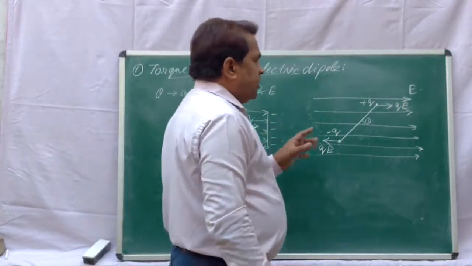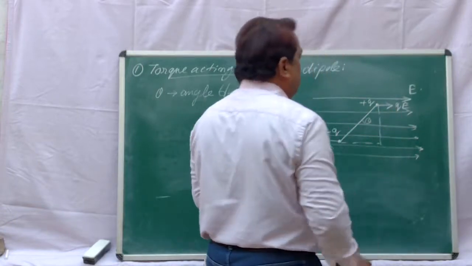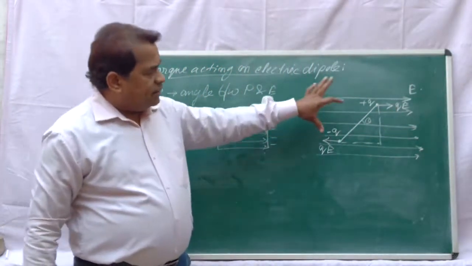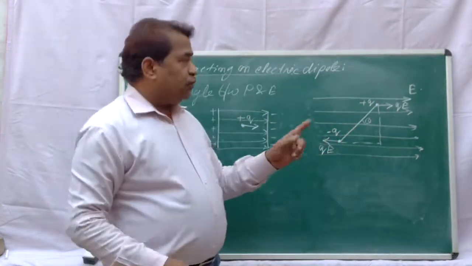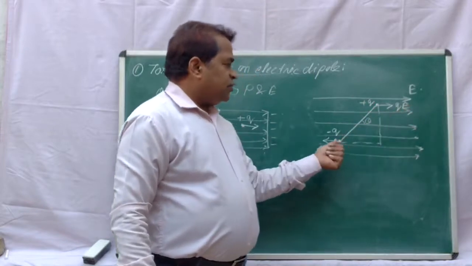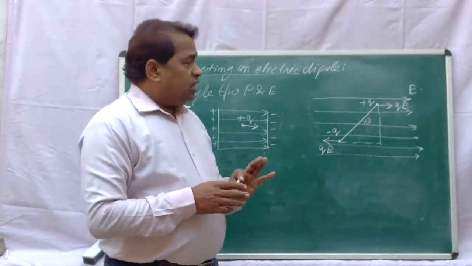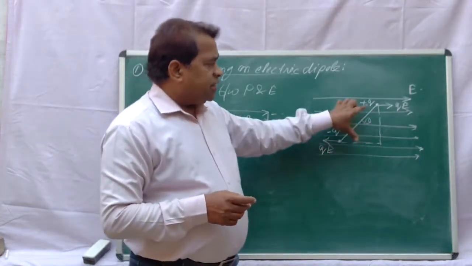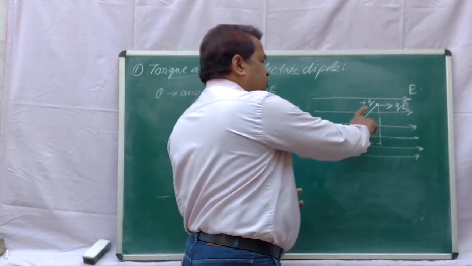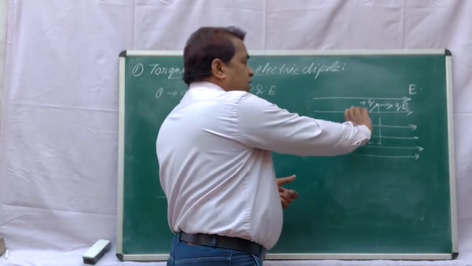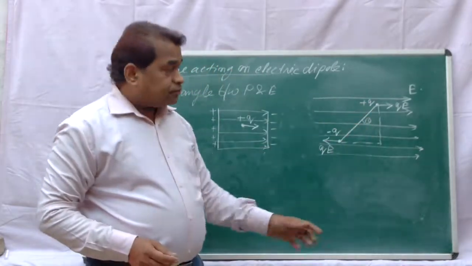Okay, now here we are going to see the torque acting on the electric dipole. Now when we say two equal and opposite forces, one force is this and second force is this, they are equal and opposite forces, so they will tend to produce a rotational effect. Okay, so this electric dipole will be rotated like this.